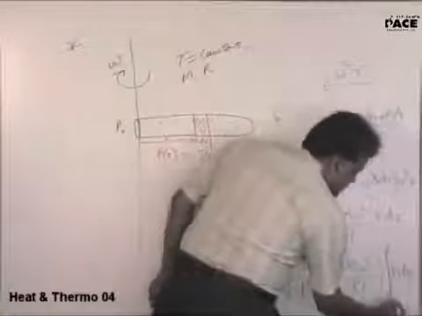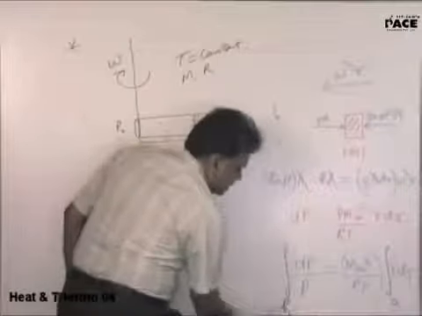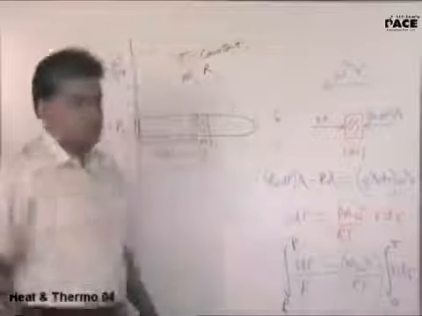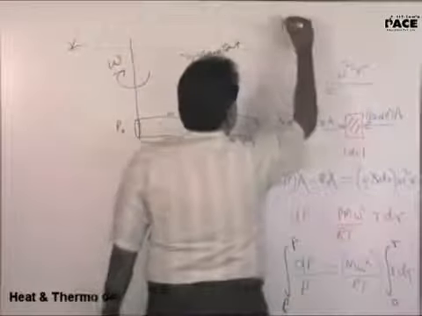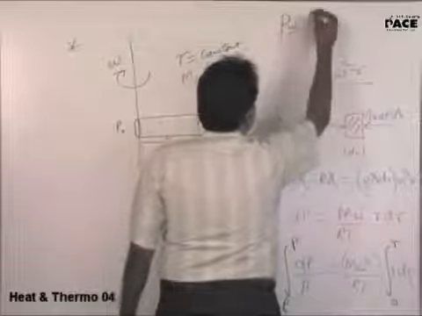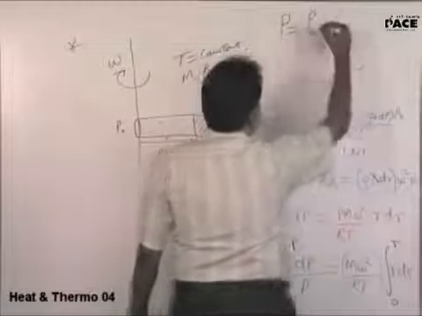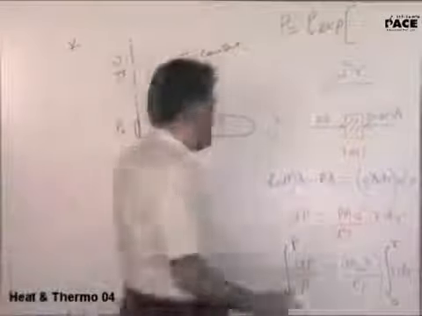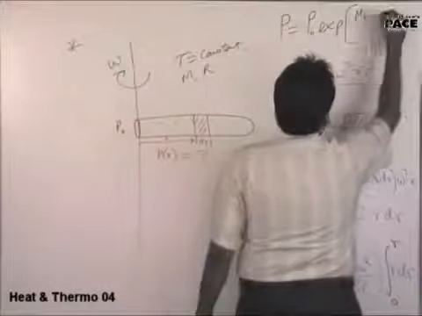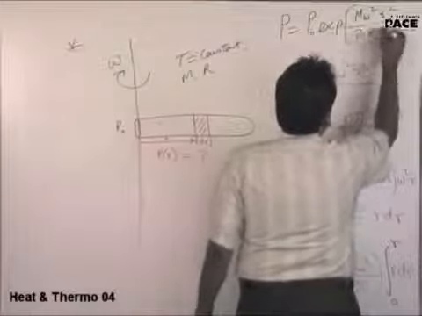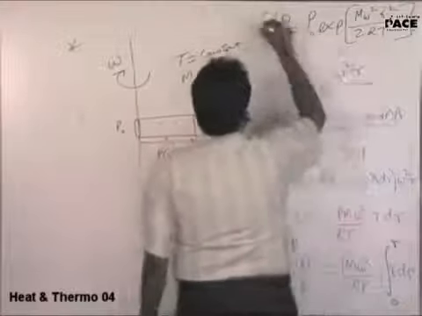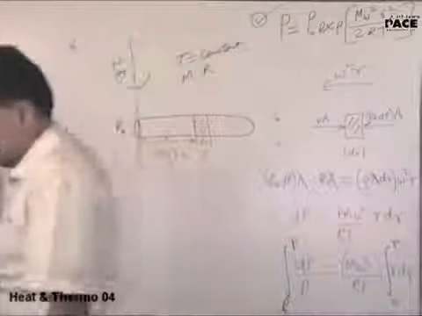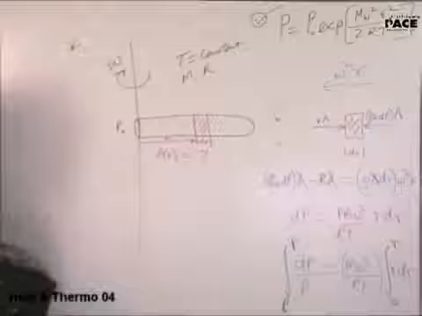So if you start with 0, the pressure is P naught. At r, the pressure is P, and that's what you want to know. So get your result. So final result, P equals P naught e power, we can also say exponential, m omega square r square by 2RT. We say like that. The pressure as a function of radius. Yeah, is it fine? We move on to the next question.